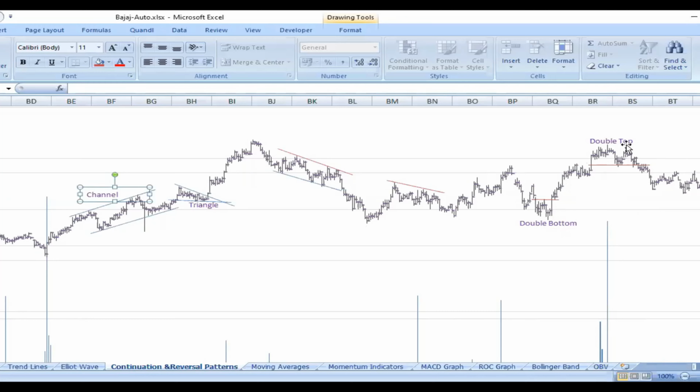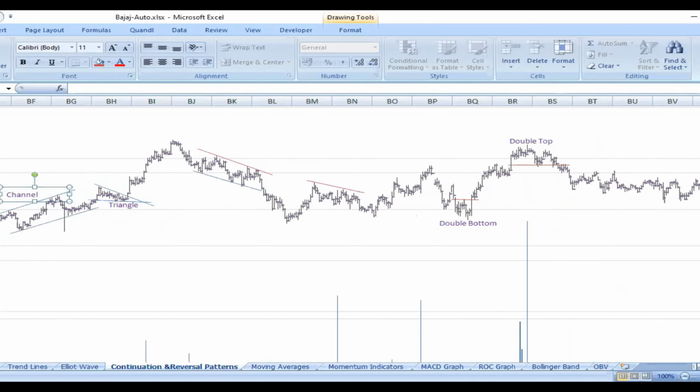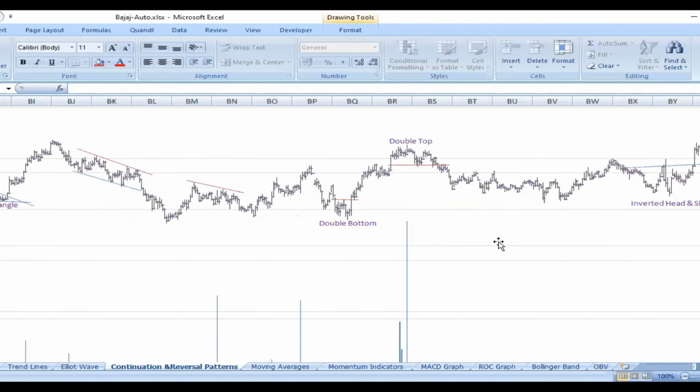Again, you see a double top here. Now this double top is also a reversal indicator, which is more like saying the same thing. It is saying that you make the top twice and then you come back from there. So you actually use this line as soon as it breaches that and use it as a sell indicator.